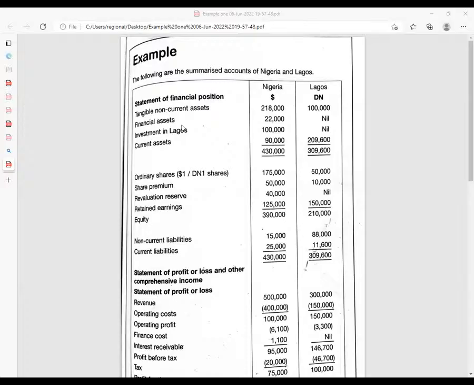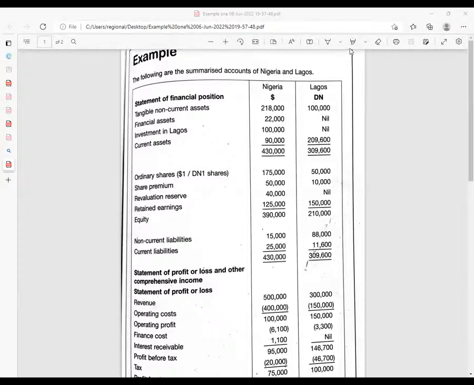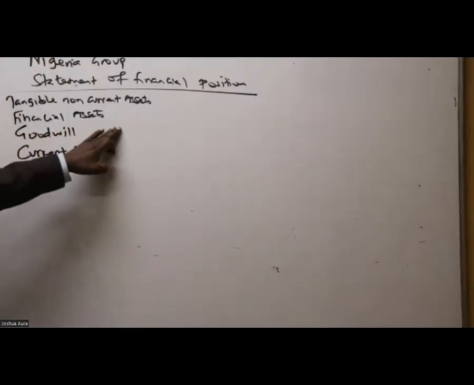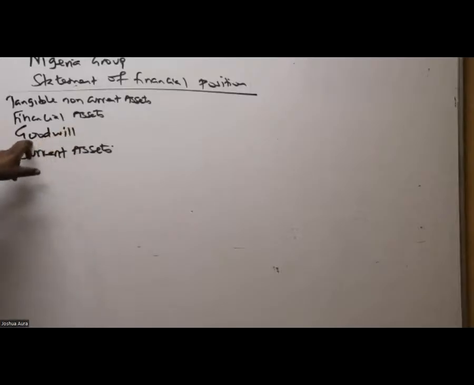And then now we have what we call the current assets. Now, let me first of all allow you to copy whatever we have here. Could you kindly copy this? I'm simply copying everything. Apart from investment in Lagos, which I've replaced with goodwill, everything else remains the same. I'm simply copying everything the way it is. All right.